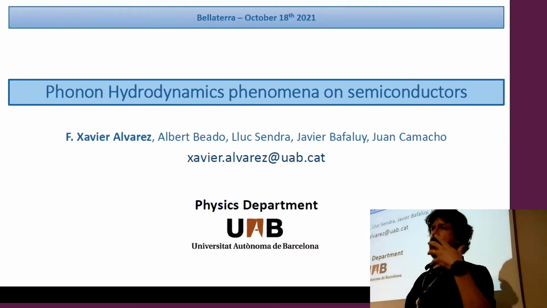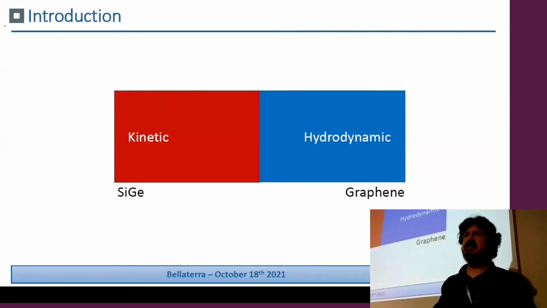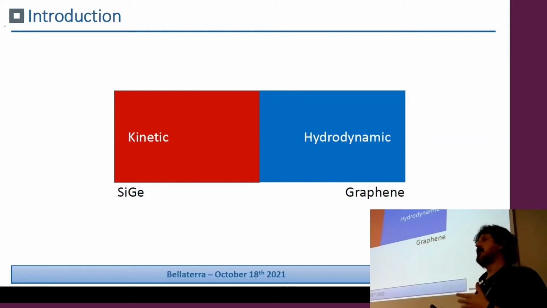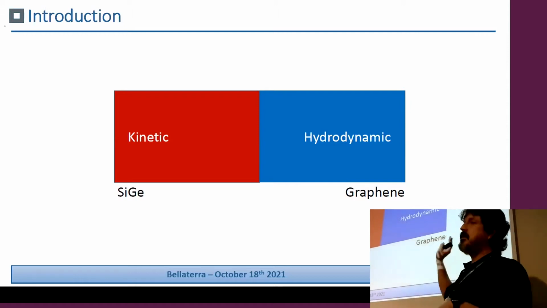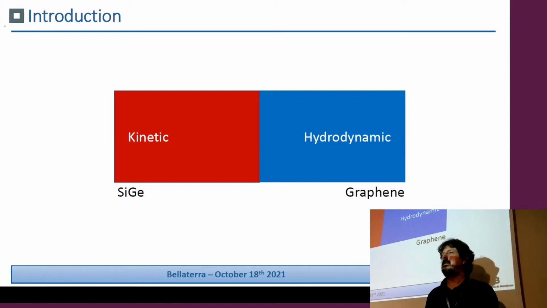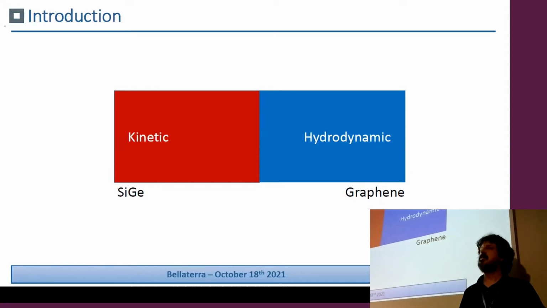What I'm going to talk about: in recent years, there has been a lot of evidence that phonon hydrodynamics can explain some of the evidence that we can observe experimentally. And the usual point of view is that you have two different types of materials, one that is kinetic and the other one that is hydrodynamic. The usual example for the kinetic is silicon and germanium, and the usual example for the hydrodynamic regime is graphite.